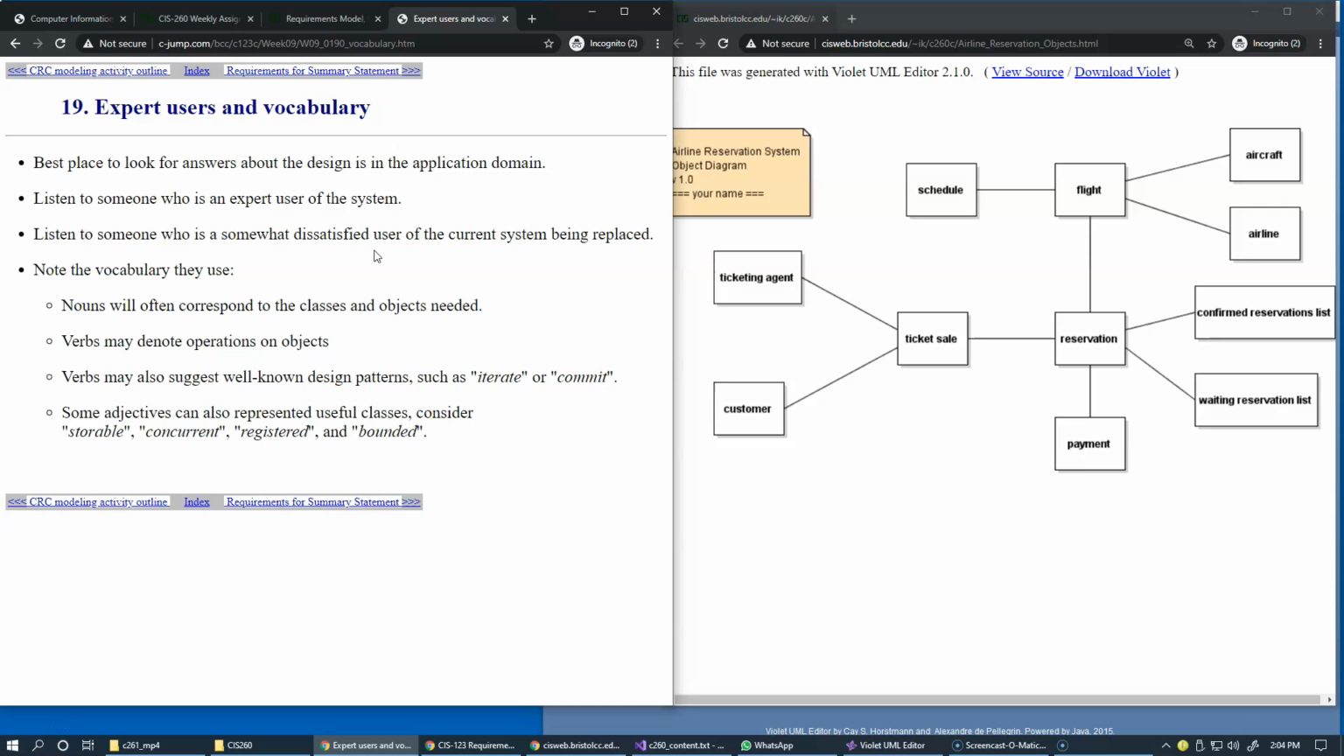The vocabulary that people use typically gives good versions of nouns that correspond to classes and objects in our system, verbs that specify operations, and other design pattern style words or process-oriented or task-oriented phrases that suggest iterations or loops or commitments, like saving information, and adjectives that can also contribute to understanding of our classes, such as storable, concurrent, registered, bounded, licensed, and so forth.